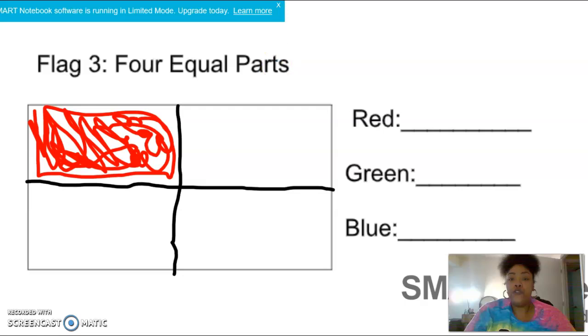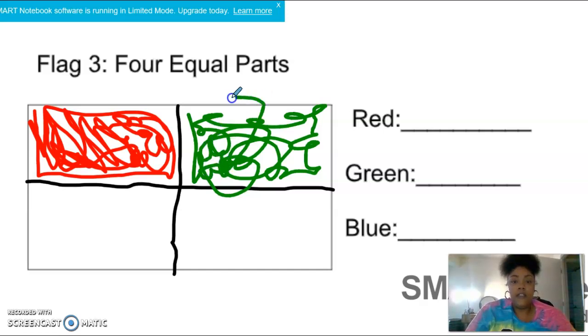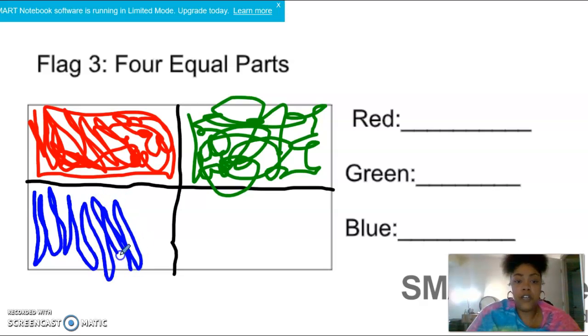Then my next color is green, so I'll switch to my green crayon and I'll color this part green. Oops, little messy, but no problem. It's okay. And that part is green. Next, I need to use blue, so I'll switch to my blue crayon and color this part blue. It does not matter what part you choose to color, the colors you have available. Just get to coloring. All right, so this part's blue.